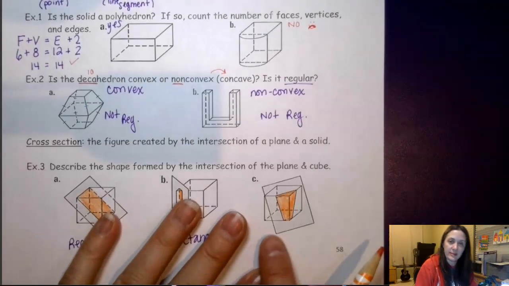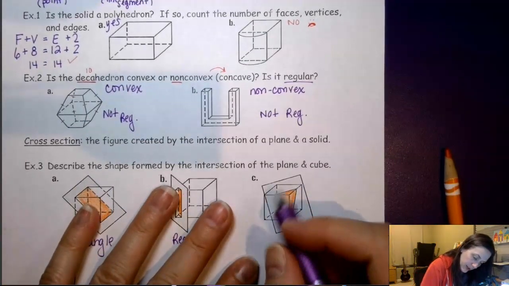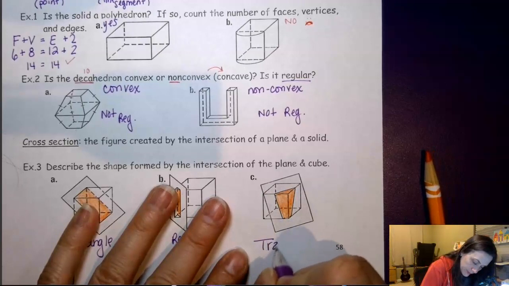Now what type of shape do we see here? This one is a trapezoid. Parallel lines and non-parallel sides. This one will be a trapezoid.